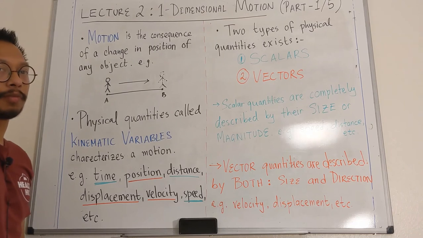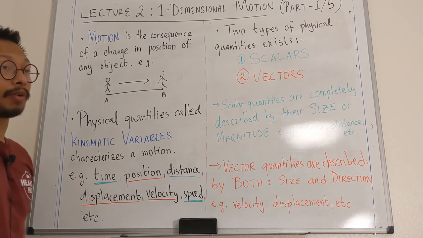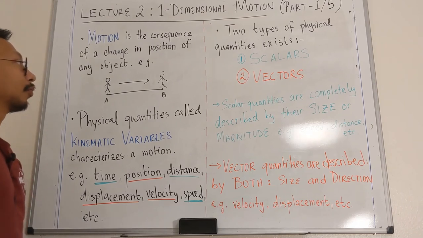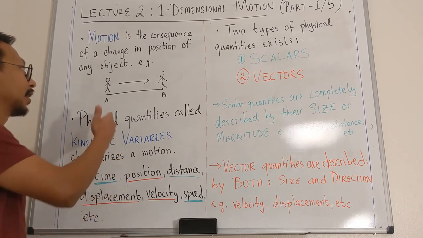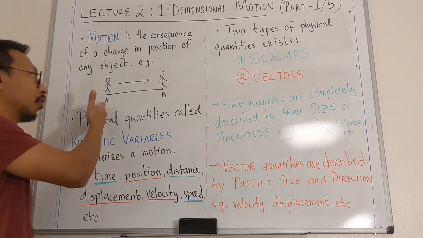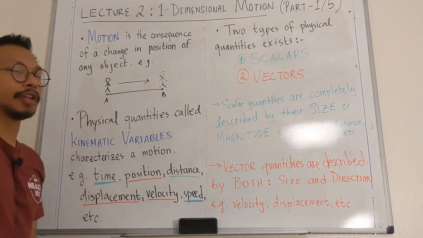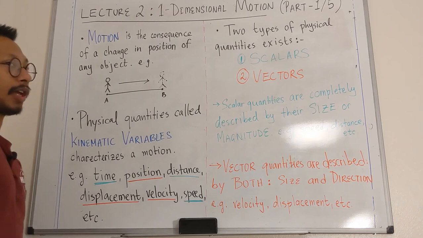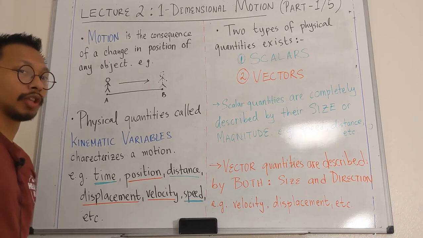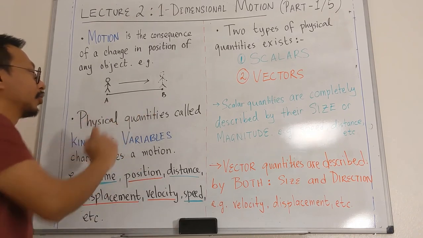So this is a very simple definition, and we can see an example from everyday life saying that if you go from point A to point B, then you're changing your position from A to position B. That is a very simple form of motion that you're causing when you're moving from A to B.